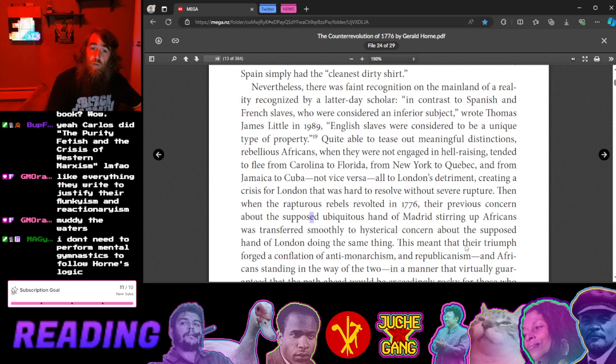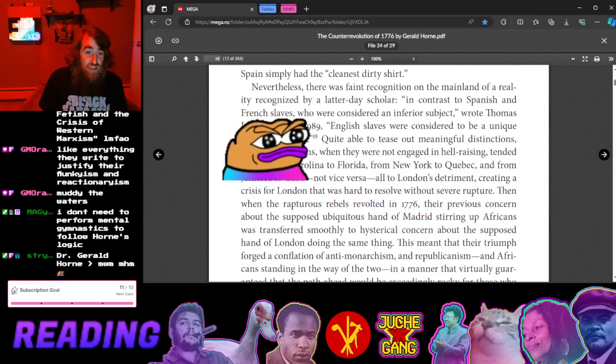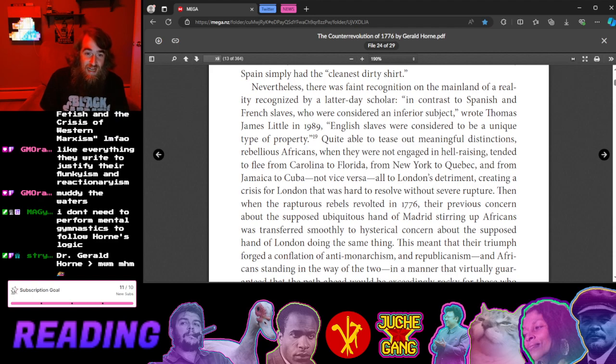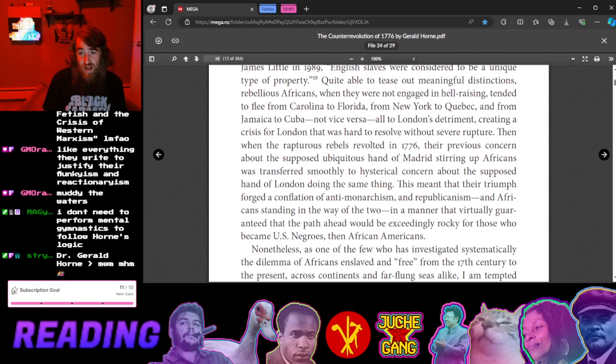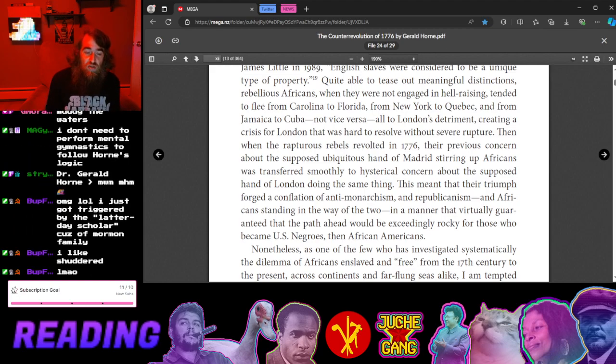Nevertheless, there was faint recognition on the mainland of reality recognized by a latter-day scholar, in contrast to Spanish and French slaves who were considered an inferior subject, wrote Thomas James Little in 1989. English slaves were considered to be a unique type of property, unquote. Quite able to tease out meaningful distinctions, rebellious Africans, when they were not engaged in hell-raising, tended to flee from Carolina to Florida, from New York to Quebec, and from Jamaica to Cuba. Not vice versa. All to London's detriment, creating a crisis for London that was hard to resolve without severe rupture.